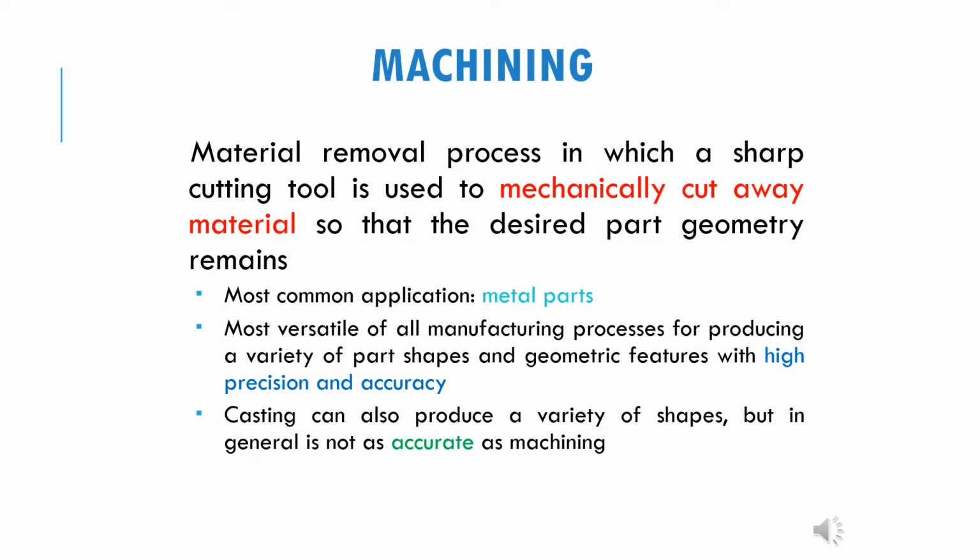So in casting we can also produce a variety of shapes, but it is very difficult for us to get accurate dimensions and also a good surface finish. So that's why machining is usually the final touch after the other processes.